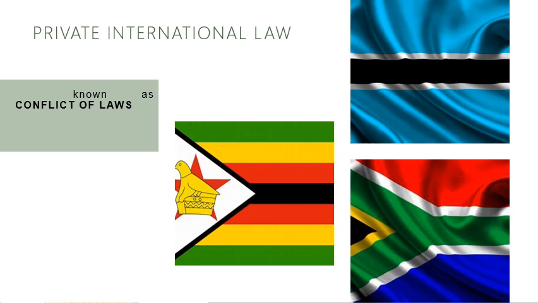For example, X comes from Botswana, P comes from South Africa, Q comes from Zimbabwe, and they contract in Canada. To see which country's law applies to that dispute, we have to apply private international law, which is the conflict of laws. It decides which law would apply in those rare situations.